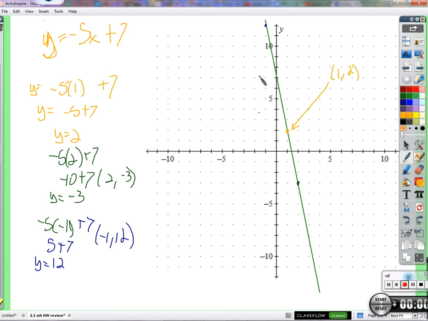So, let's keep concentrated on this here. So what did I just get done doing? Plotting an infinite number of points, right? Which are that, and then the arrows, what are the arrows saying? Yeah, it goes on forever. The infinite number of points goes off forever in this direction and also down in this direction.